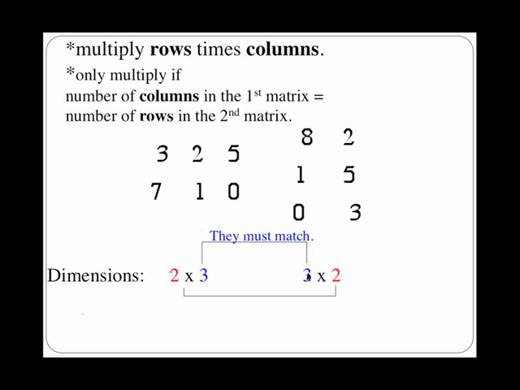And then your answer is going to be the outside numbers. The answer matrix is going to be 2 by 2 in this particular case. Okay, so that's going to be important. Make sure you have that written down.